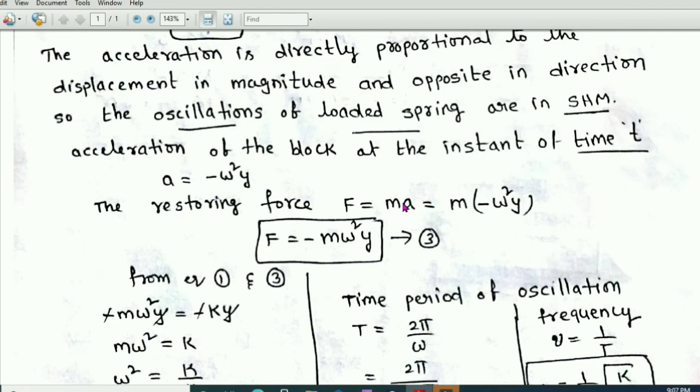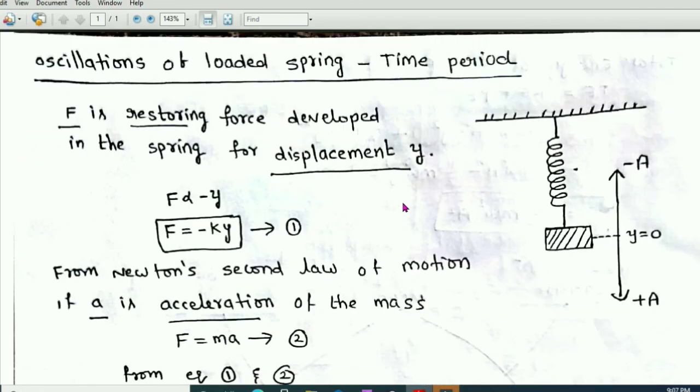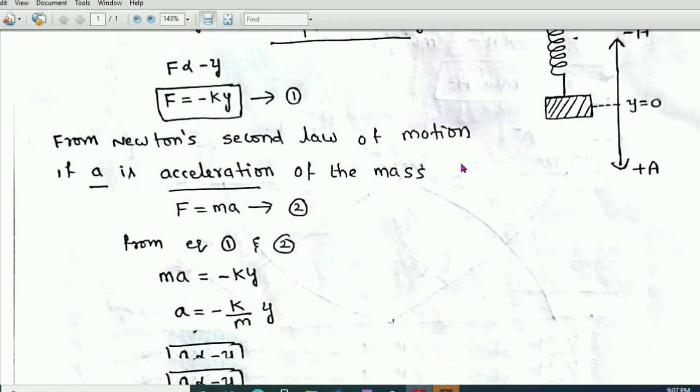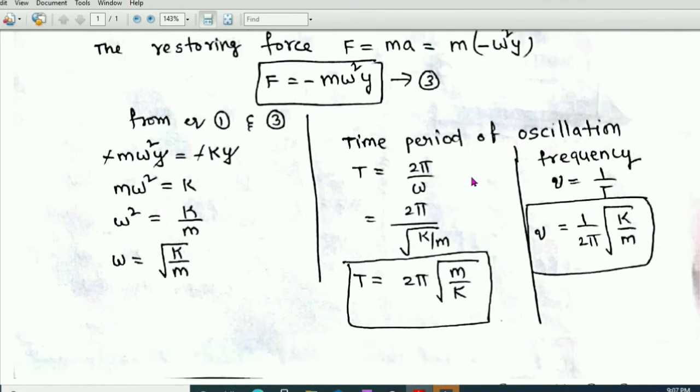Now we have shown that the oscillations of a loaded spring execute simple harmonic motion and we have obtained the expression for the time period of oscillations of a loaded spring.